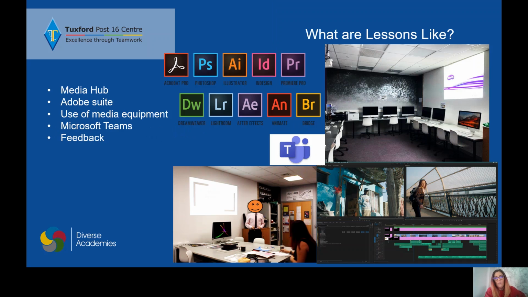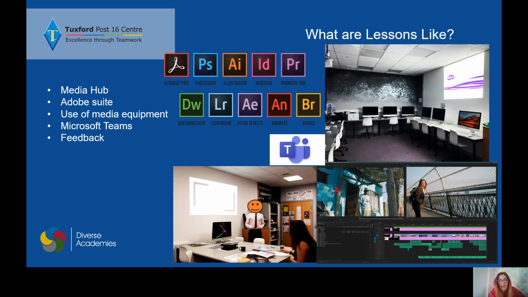Unit 1 and Unit 2 are taught either in the Media Hub or maybe in an ICT or social sciences room. That's very much about talking through ideas and exploring cases and things like that. And then the coursework side of things is done in the Media Hub, which you might not have even noticed exists, unless you're walking down the art corridor and being really nosy.